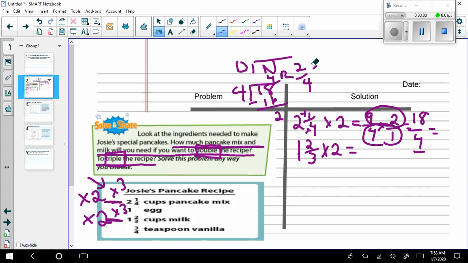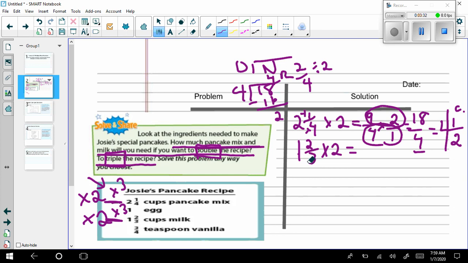We can simplify that since they're both even numbers. We can simplify that by 2, and we will get 4 wholes, and 2 goes into 2 once, and 2 goes into 4 twice. So we will need 4 1/2 cups of pancake mix when we double the recipe. And now we need to figure out how much milk we need. So we're going to do the same thing.